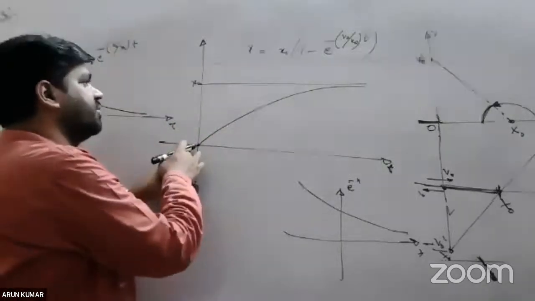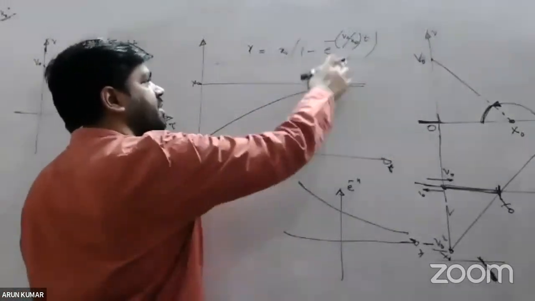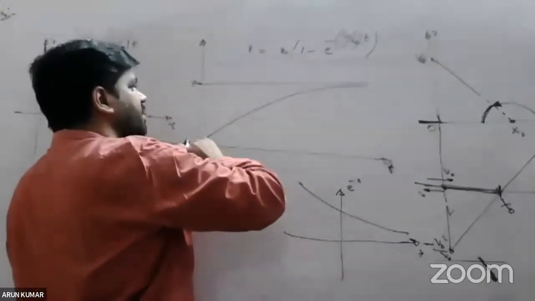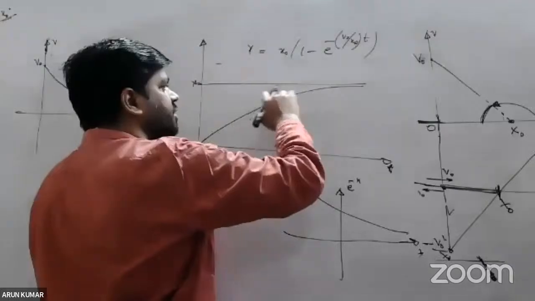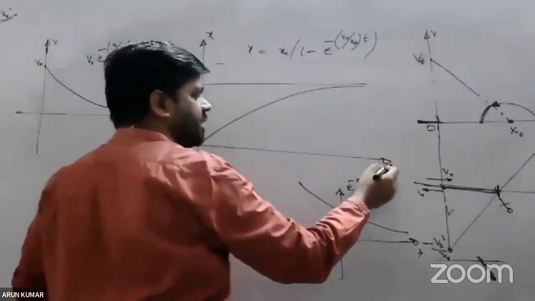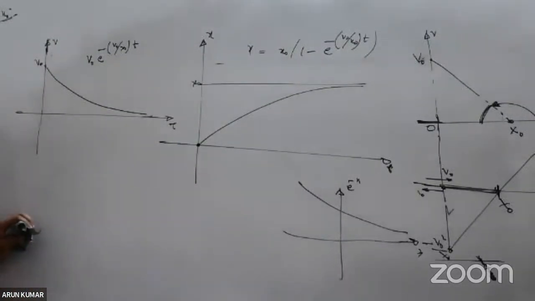At t equal to 0, it is 0. At t equal to infinity, it is x naught. It is an exponential function, asymptotic to x naught. So it asymptotically increases towards the line x equal to x naught. The y axis is x, and the x axis is t. So this is how x is.